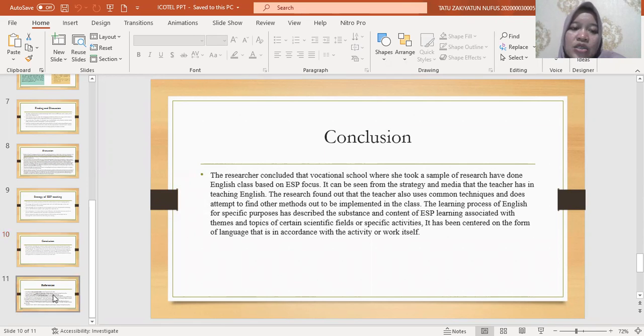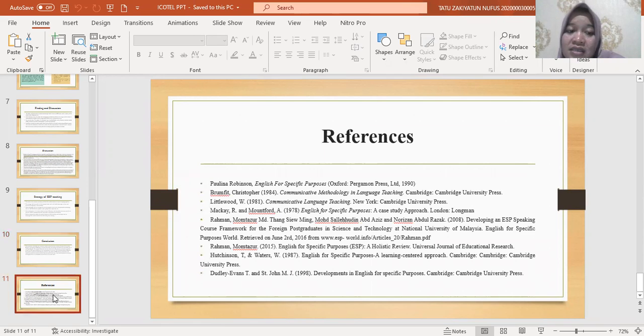Okay, so here are the references. Here are some references that I use to make and to support my argument in this study.